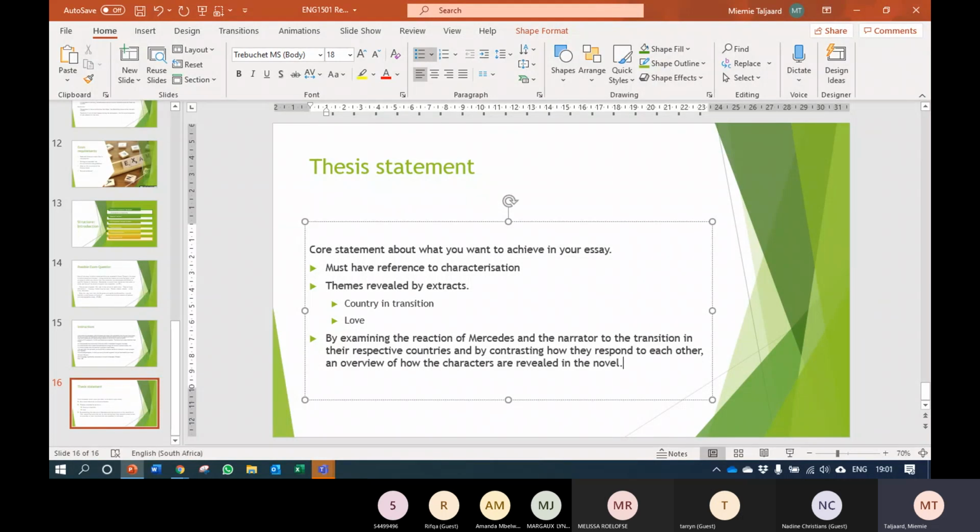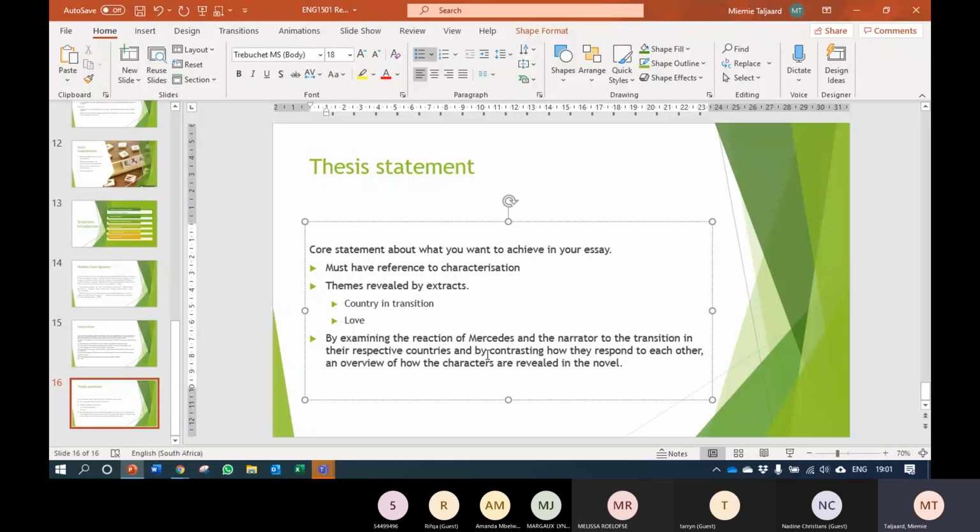That is kind of my thesis statement. It's not perfect, but do you see that I indicate what I am going to do? I am going to look at the reaction of Mercedes and the narrator to the transition in their respective countries.